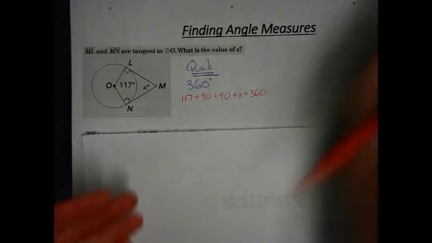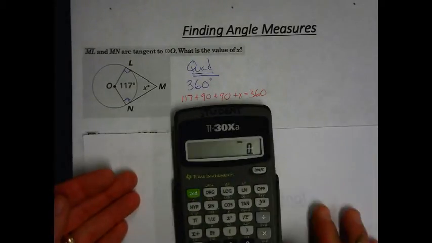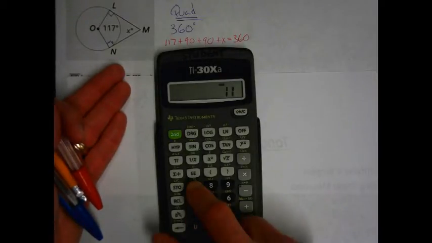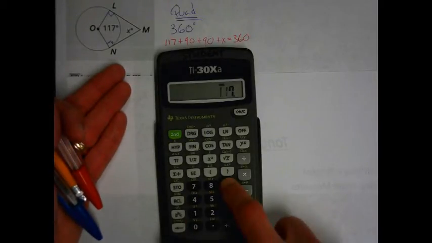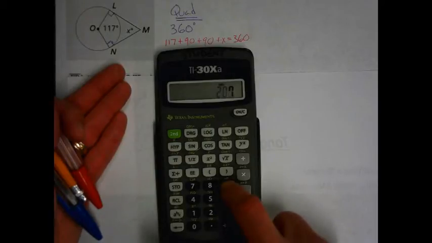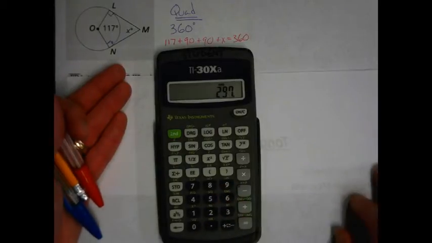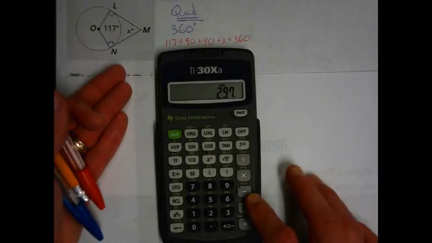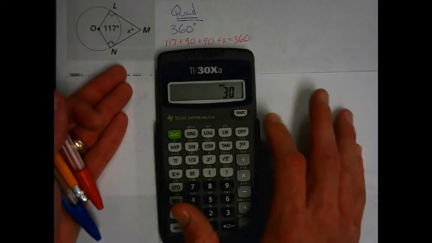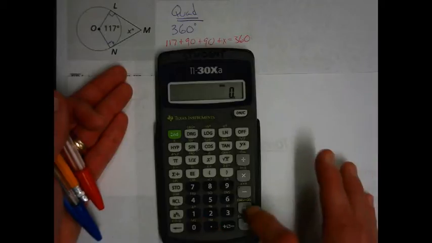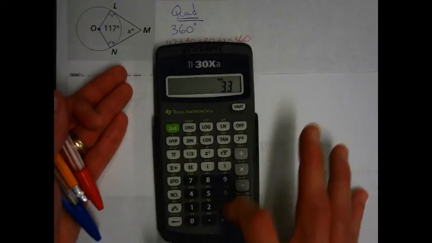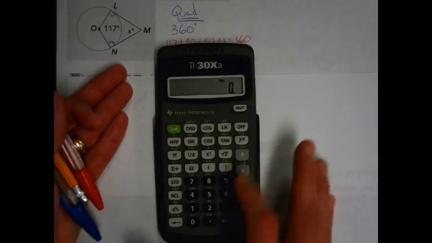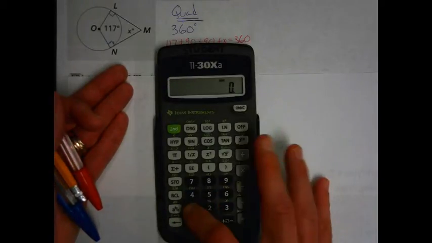Okay, so let's also do a calculator shortcut, and you guys can see what's going on. Let me scooch that up. So check it out. We have 117 plus 90 plus 90 equals 297. Now I'm going to subtract that from 360. I'm going to do this over again. Chubby fingers on that.